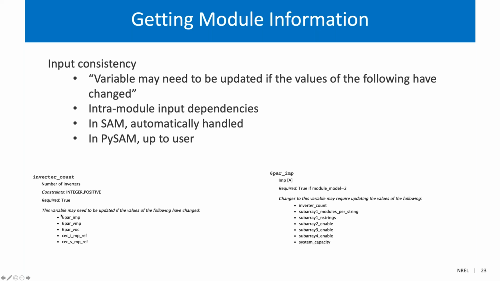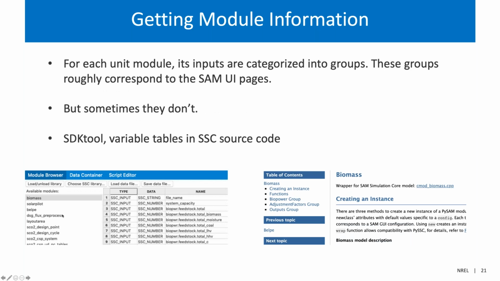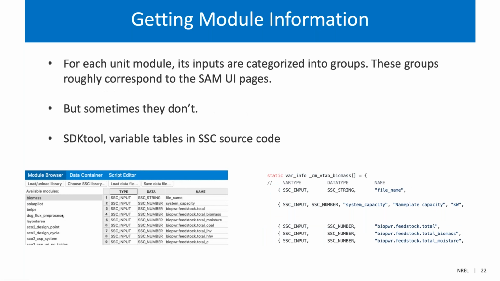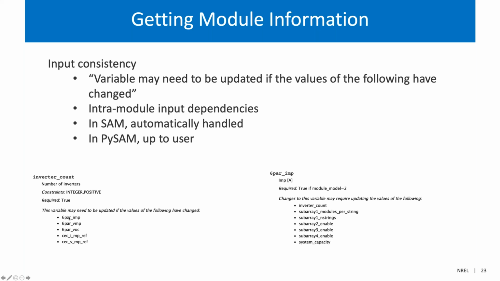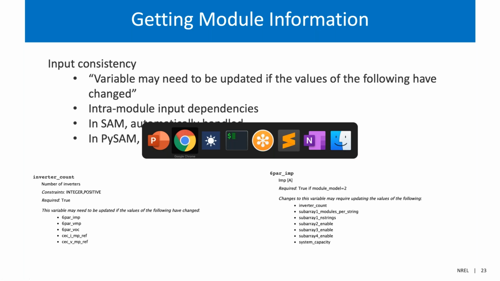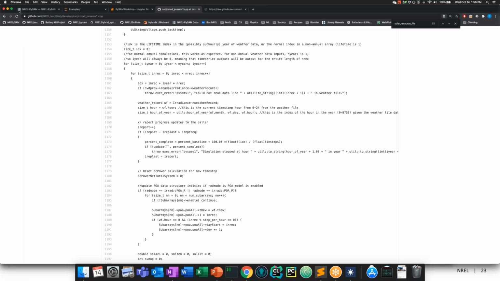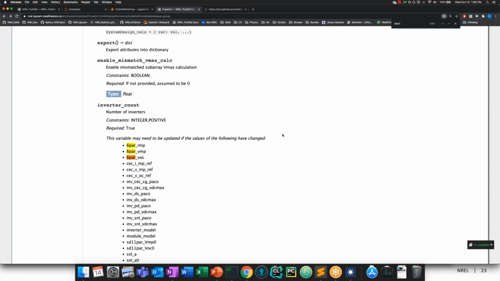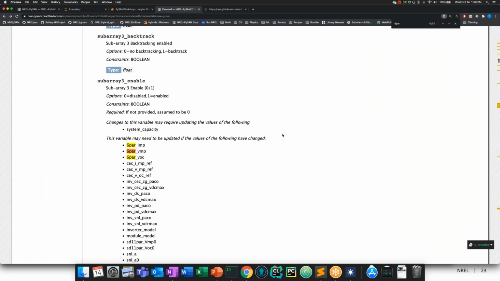So that's basically what this is saying. Where did it go? That's what this is saying here. It's saying if you change the number of inverters, make sure that your module parameters are consistent. So 6-par IMP, 6-par VMP, 6-par VOC, like what are these? We can go back to our documentation and try to find where it's listed.